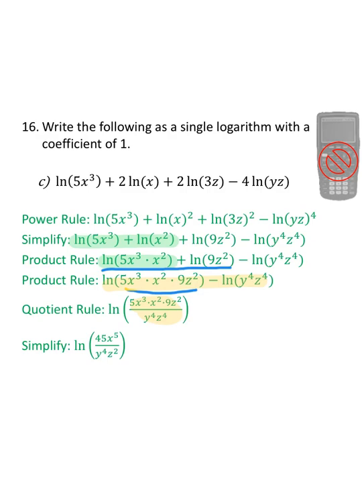That's it. That's how you write as a single logarithm. We simplify, we combine, power rules.